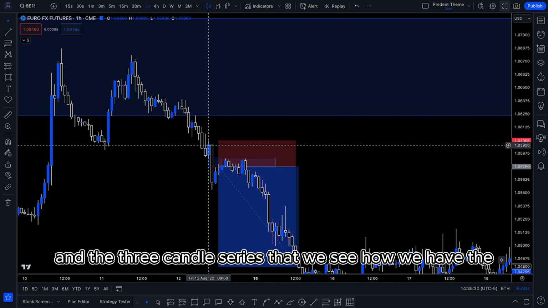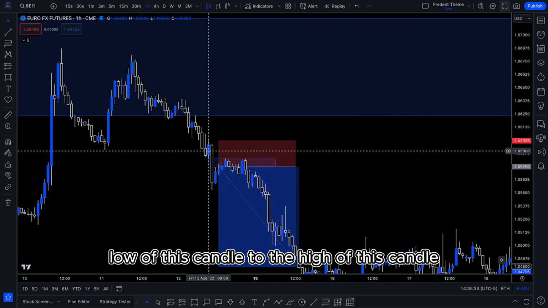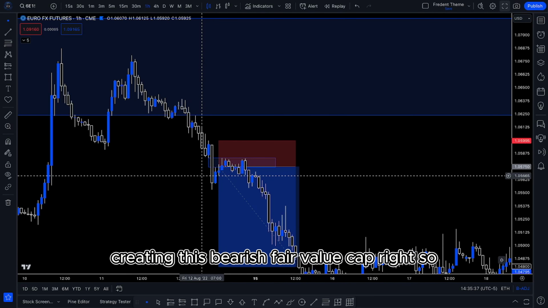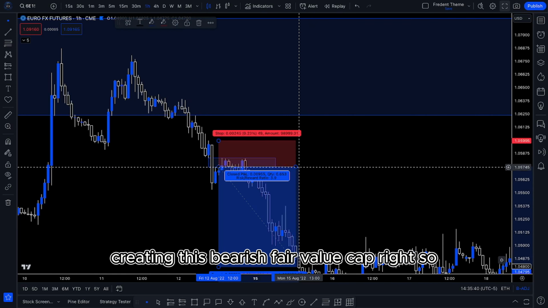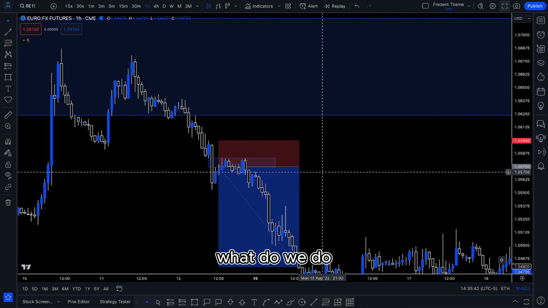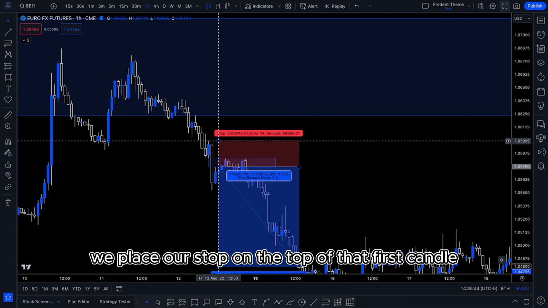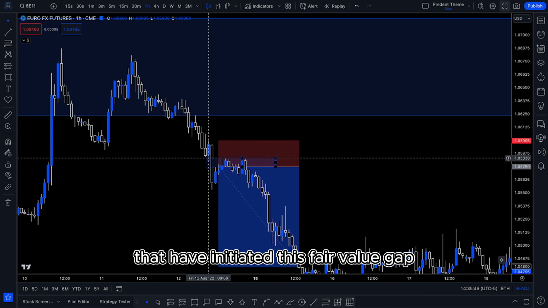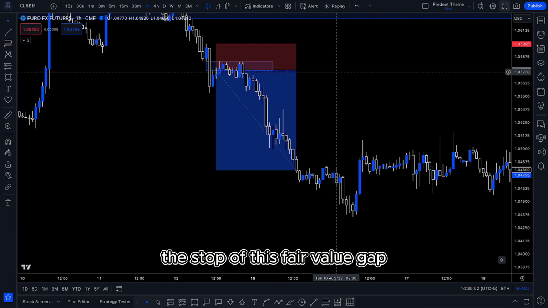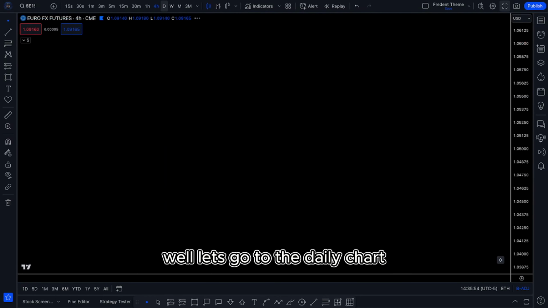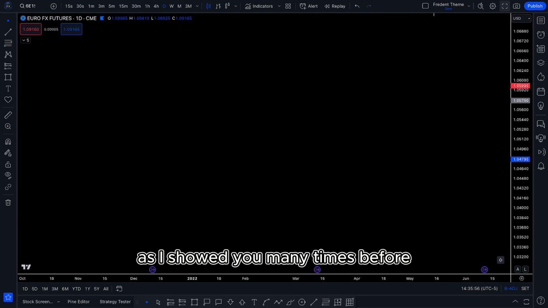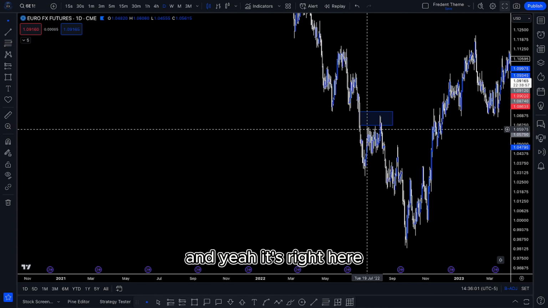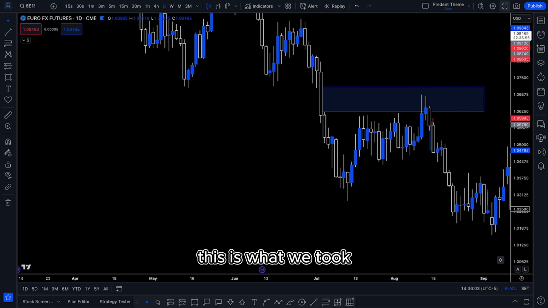We have the low of this candle to the high of this candle, creating this bearish fair value gap, right? So what do? We place our stop on the top of that first candle that initiated this fair value gap, the start of this fair value gap. And what do we target? Well, let's go to the daily chart. As I showed you many times before, we go to the daily chart, and yeah, it's right here. This is where we enter.